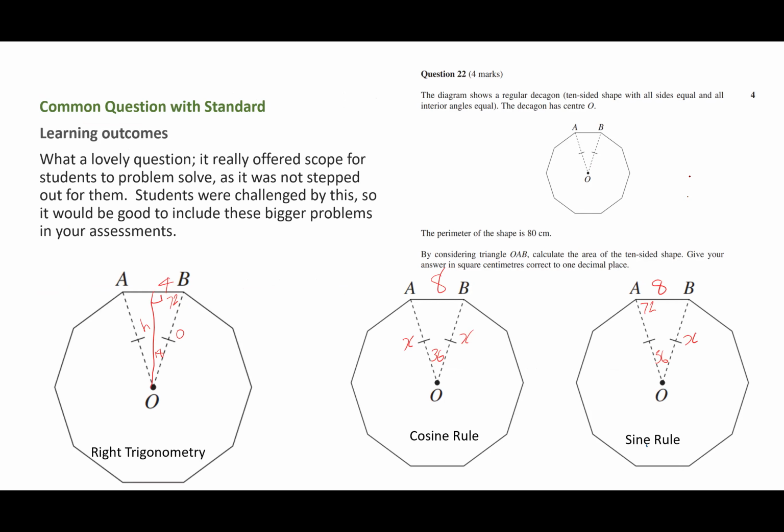Certainly you can see the three common ways there to start the problem. One is to use your right trig by putting a height in, or to go with the cosine rule with two unknowns, or to go with the sine rule, knowing the two angles. Students did find this challenging, so it'd be really good, I think, to include questions like this that are worth significant marks in your own assessments, and leave the students the space to work their way through a multi-stage problem.